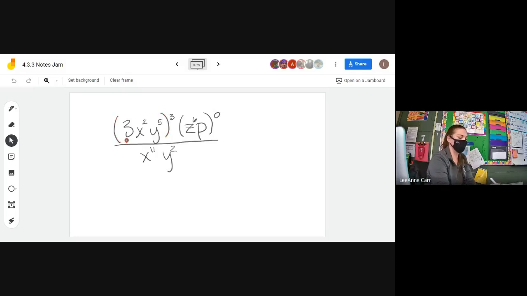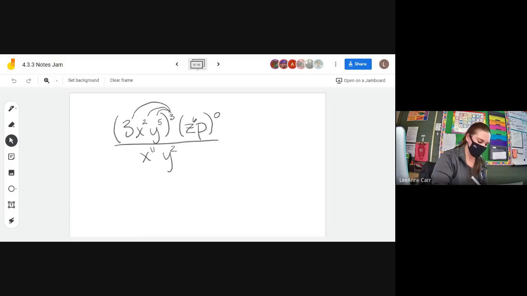Now, if I were you, I see these parentheses. My first idea would be to just start distributing. We know how to do that. We should feel pretty comfortable with that at this point. So I'm going to start distributing here. And remember, we also distribute it to the coefficient. And remember, it's not 3 times 3. It's 3 to the 3rd power, which is actually 3 times 3 times 3.